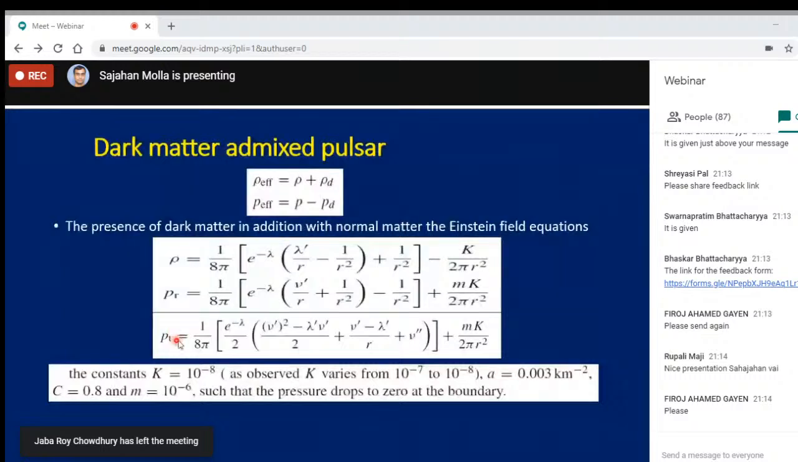In our calculation, we have taken the K value 10 to the power minus 8 for a spiral galaxy. In our study, we have taken metric coefficient A this value and C this value, and constant M equal to 10 to the power minus 6, such that we have chosen parameter values so that the pressure vanishes, or is zero, at the surface of the pulsar.